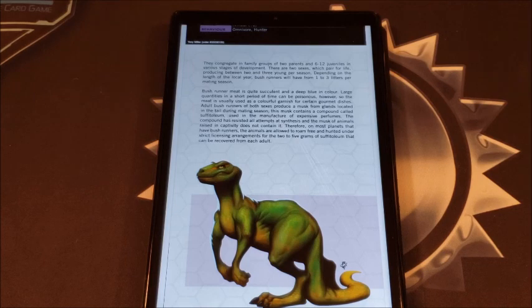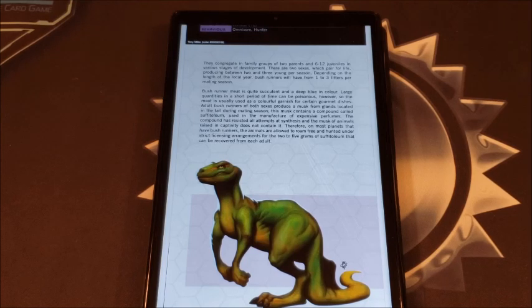Adult bushrunners of both sexes produce a musk from their glands located in the tail during mating season. This musk contains a compound called sulfatolium, used in the manufacture of expensive perfumes. The compound has resisted all attempts to synthesize it and make a synthetic version, and the musk of animals raised in captivity does not contain it.